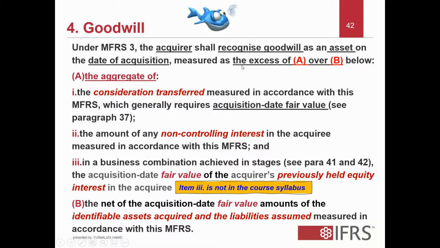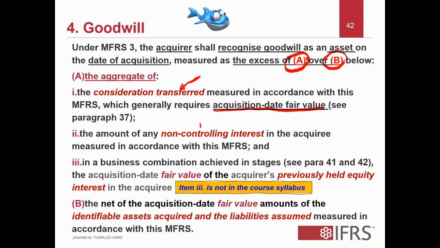the goodwill is having the situation where you have excess of A over B. Before this, I've explained in the previous slide. But what is actually A? A, number one, is the consideration transferred. What you transfer to your acquiring, right, to get the control, and what you transfer on the acquisition date.